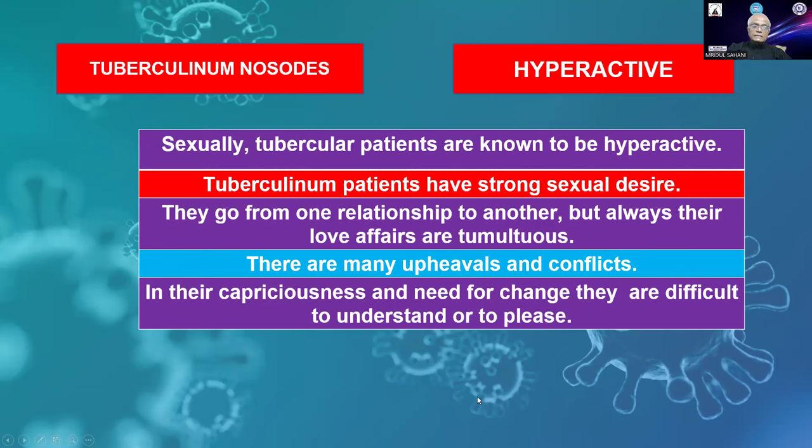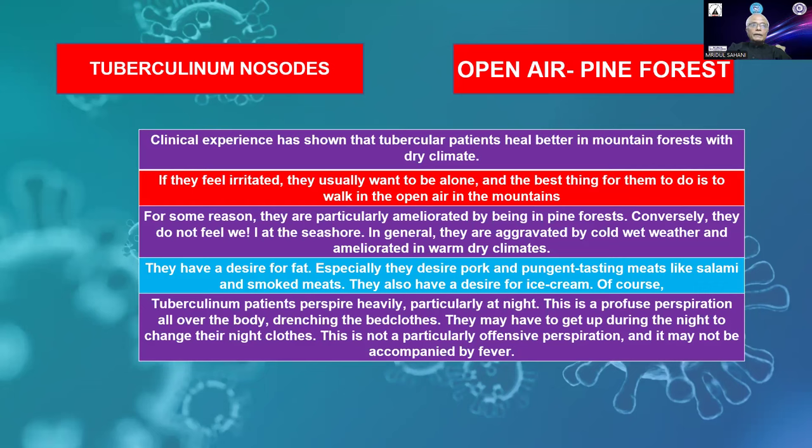In their capriciousness and need to force change, they are difficult to understand or to please. They desire open air. Their clinical experience has shown that tubercular patients heal better in mountain forests and the dry climate. So there were many tubercular homes in the hill area where there is pure oxygen. Some regions they are particularly ameliorated for being in the pine forest.